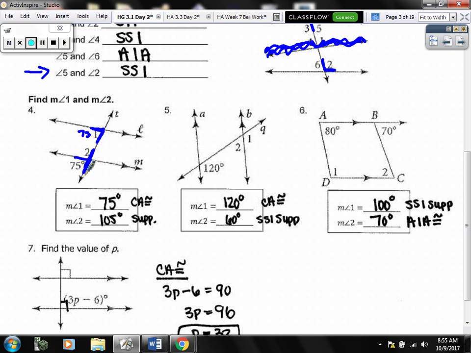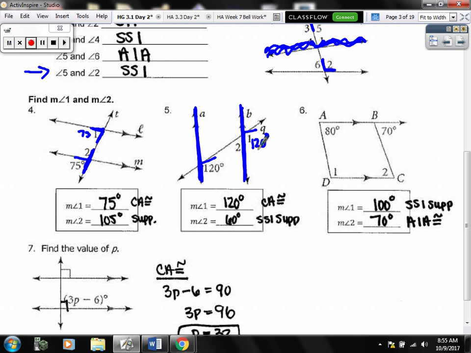Number 5, we should have 120 and 60. Now be careful with this one. The parallel lines this time are going vertically. You might want to turn your paper so that they're going horizontally. It might make it easier for you. Angle 1 and 120 were corresponding. They're in the same location, so this one was 120 also.